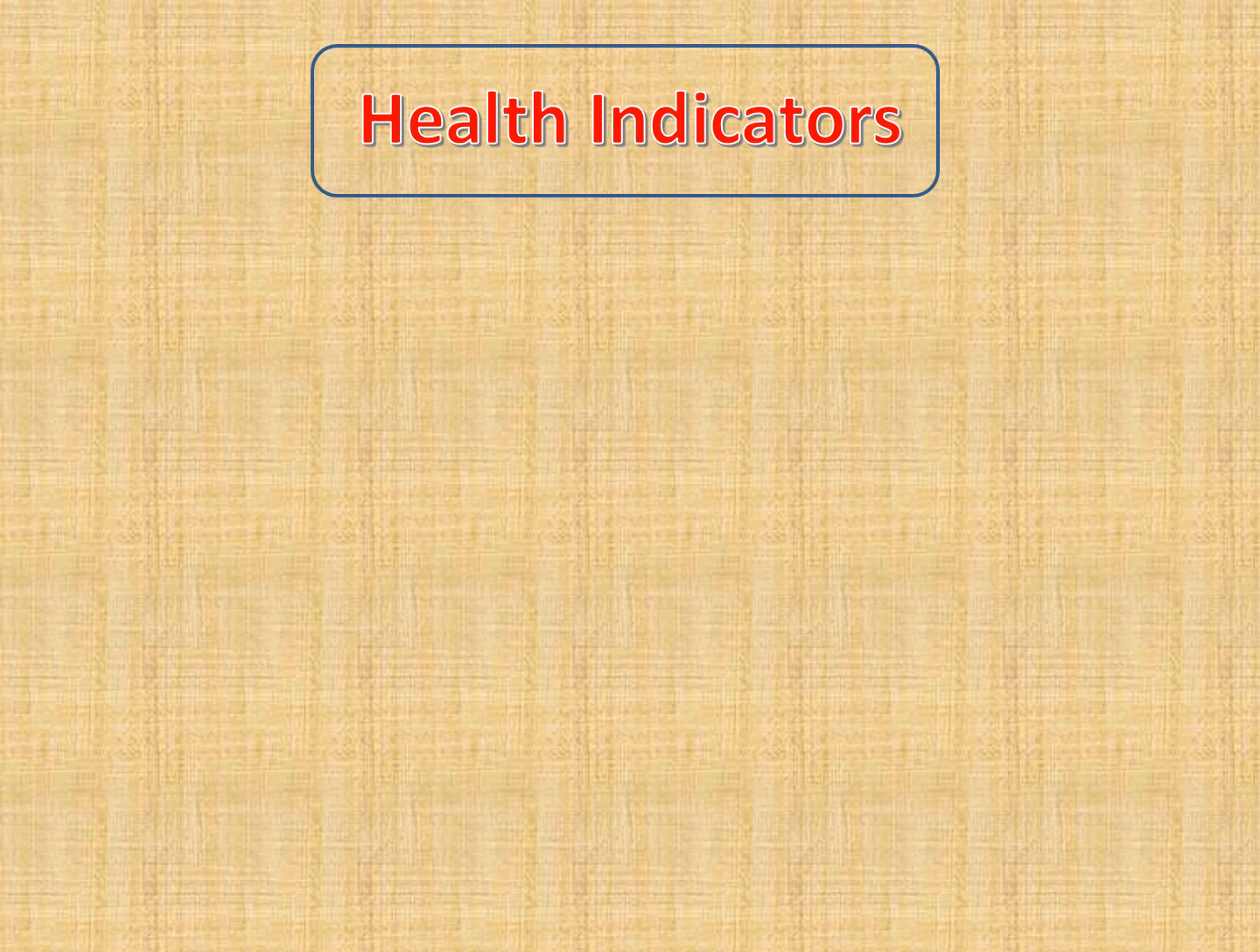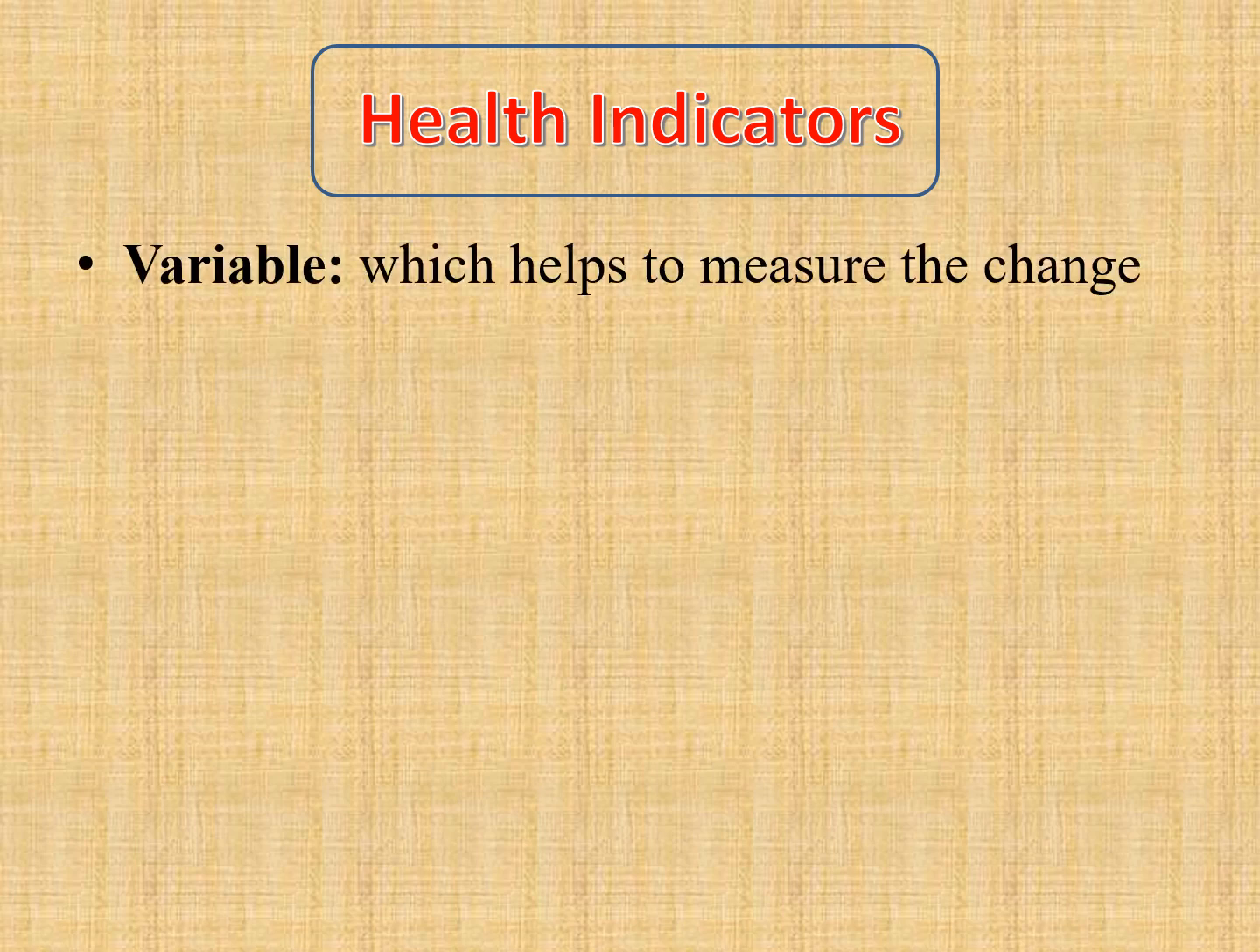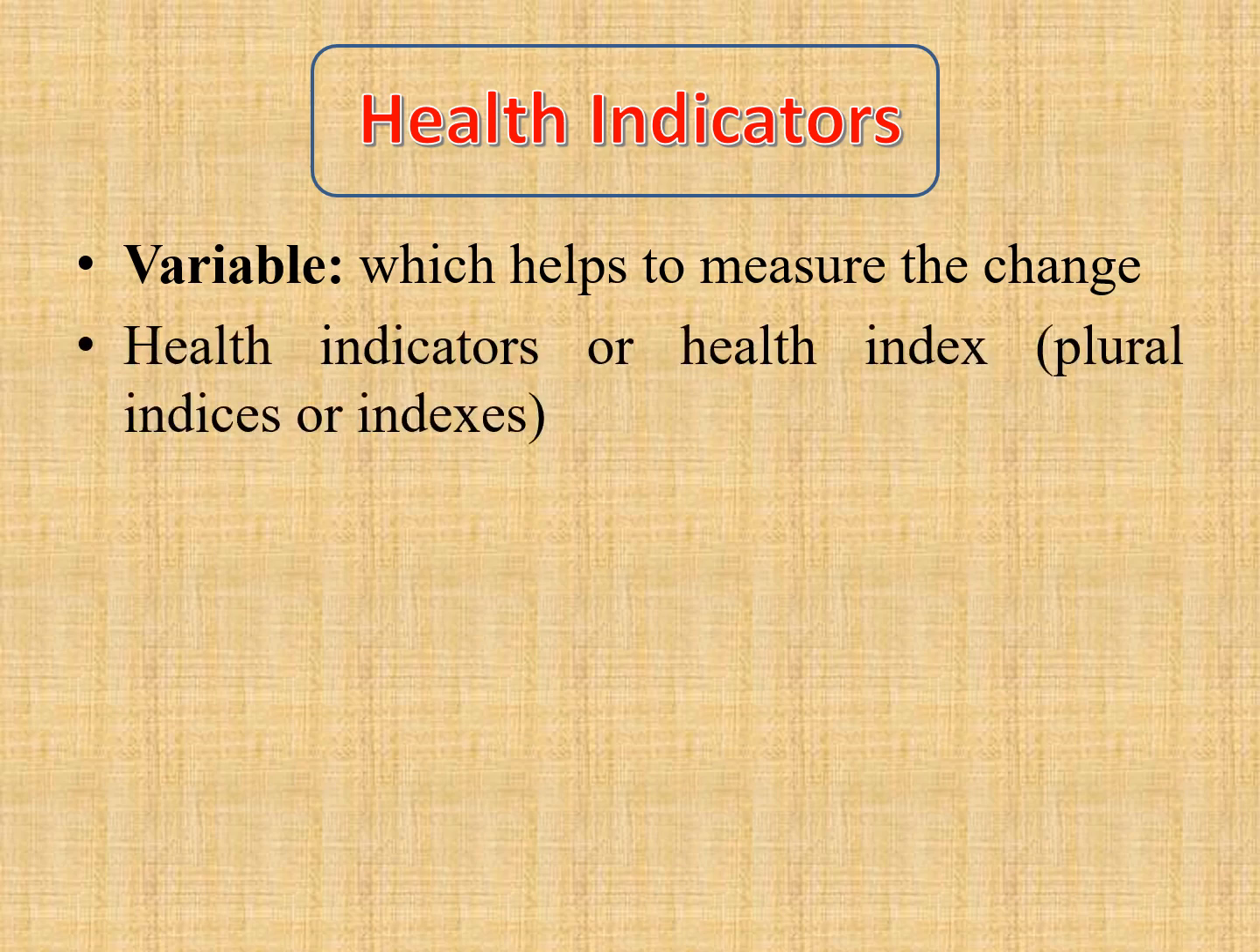So let's see the health indicators. Health indicators are variables. Variable means what? These are indicators which help to measure change. If we measure sequentially over time, they can give not only the amount of change, but also indicate the direction and the speed of change, and also serve to compare different areas or groups of people at the same moment of time.